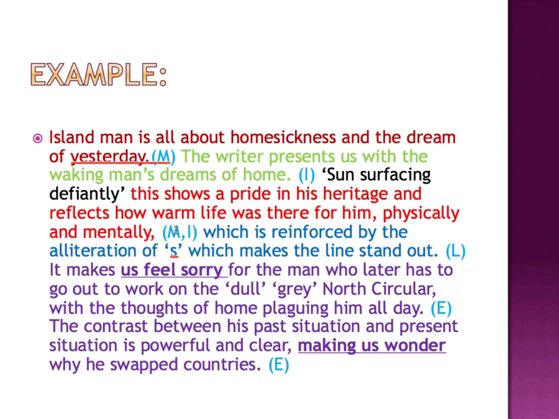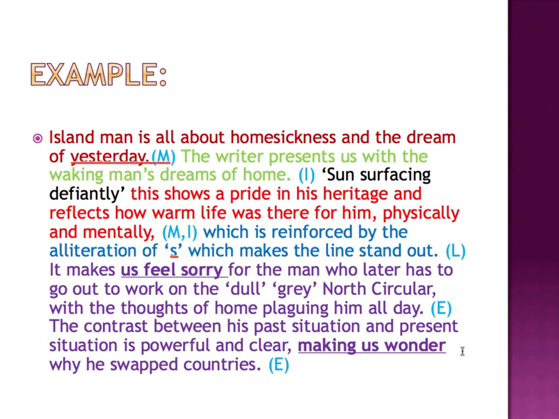So there we've talked about the image and more of the meaning. This is reinforced by the alliteration of the S, which makes the line stand out, which we're looking at there as language, and it makes us feel sorry for the man who later has to go to work on the dull grey North Circular with the thoughts of home plaguing him all day. The contrast between his past situation and present situation is powerful and clear, making us wonder why he swapped countries.